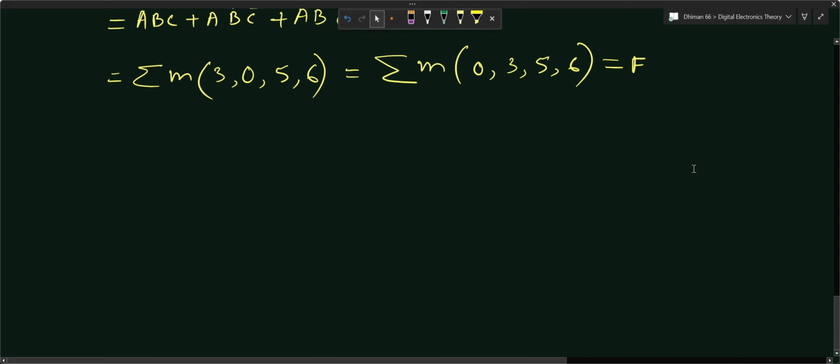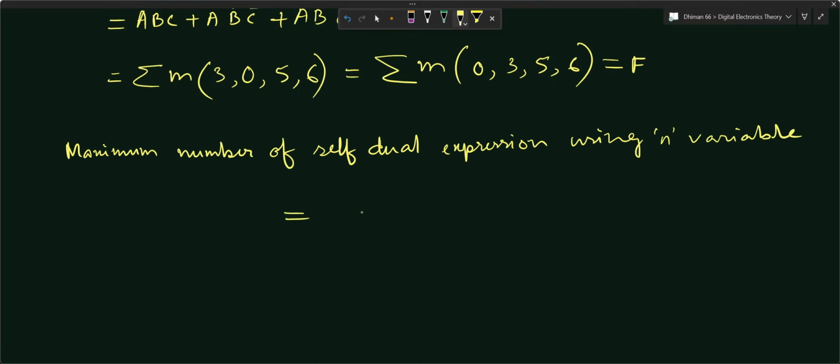Now from one point of view, exam point of view, here you may be asked to find out the maximum possible number of self-dual expression using n variable. So here we have a formula. So you have to remember this formula. Let me write down here, is equal to 2 to the power 2 to the power n minus 1. So what is the meaning of this? So we have to find out the maximum number of self-dual expression using n number of variables. So from here we can find out.